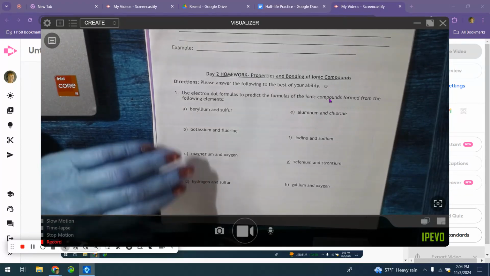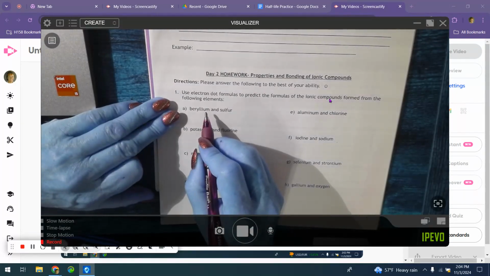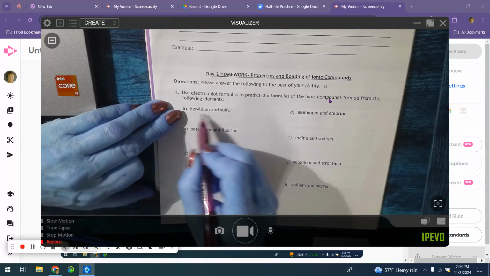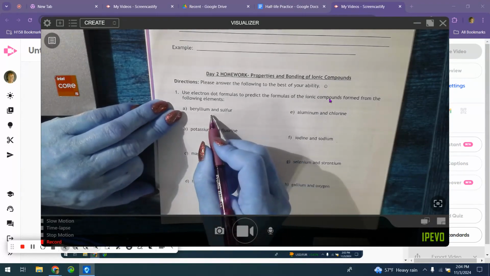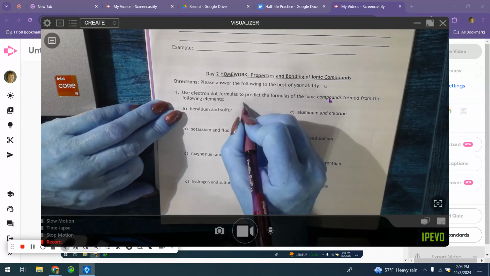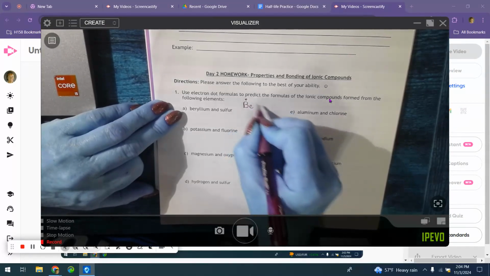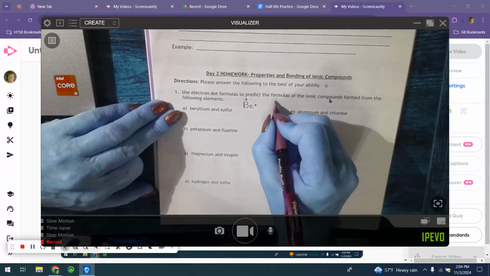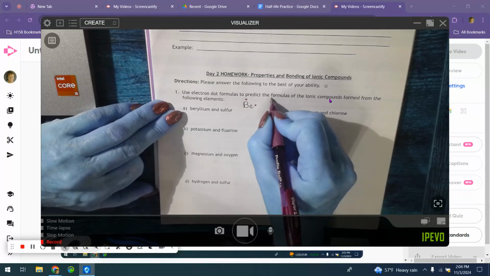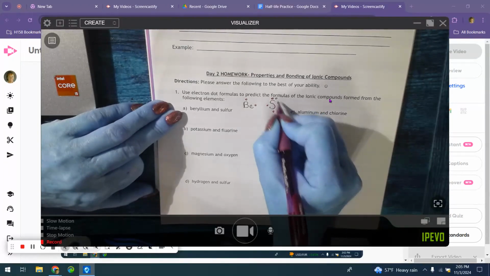So the first thing that you're going to have to do in each case is look at what the elements are and how many valence electrons they have. If we look at beryllium, it's in group 2, so it has 2 valence electrons. If we look at sulfur, it is in group 16, so it has 6 valence electrons.